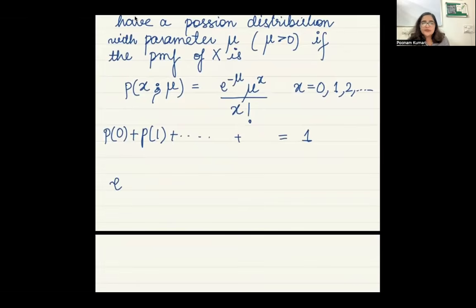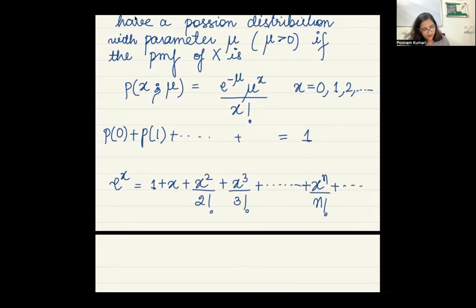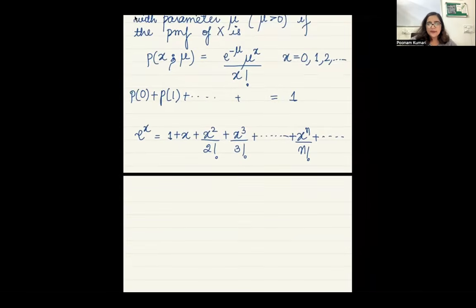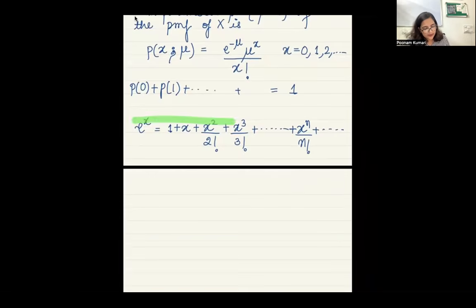तो जब भी आप कोई expression e raised to the power x लिखते हो, तो उसको किस तरीके से ब्रेक डाउन किया जा सकता है? 1 plus x plus x square divided by 2 factorial plus x cube divided by 3 factorial plus this expression can keep going on. ठीक है? Plus x raised to the power n divided by n factorial and it can keep going on. तो इसका मतलब क्या है कि e raised to the power x को आप किस तरीके से expand कर सकते हो? You can expand it in this manner. ठीक है?